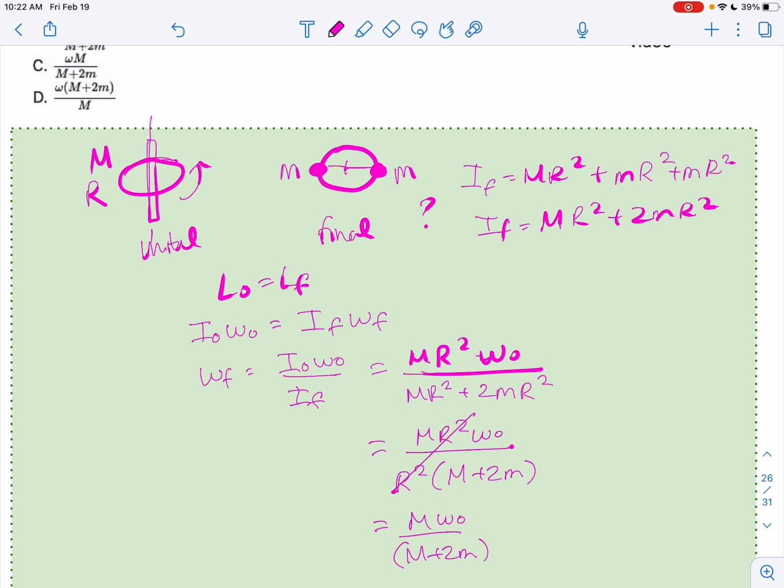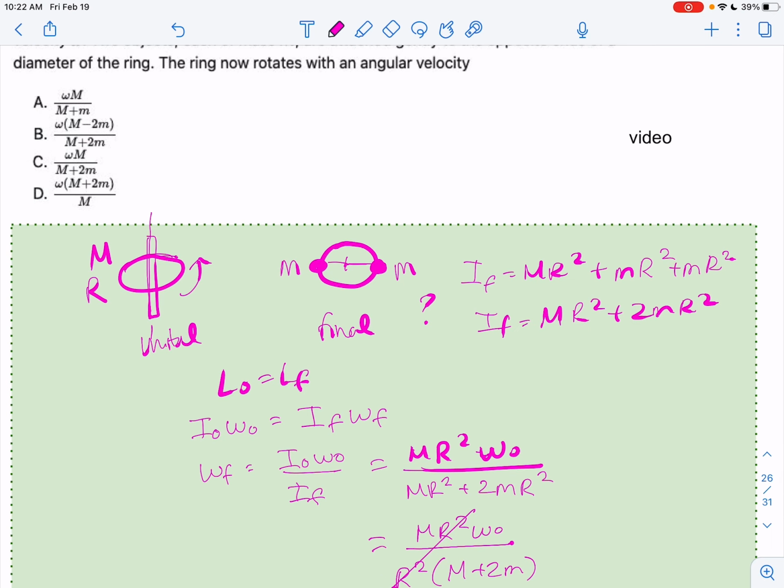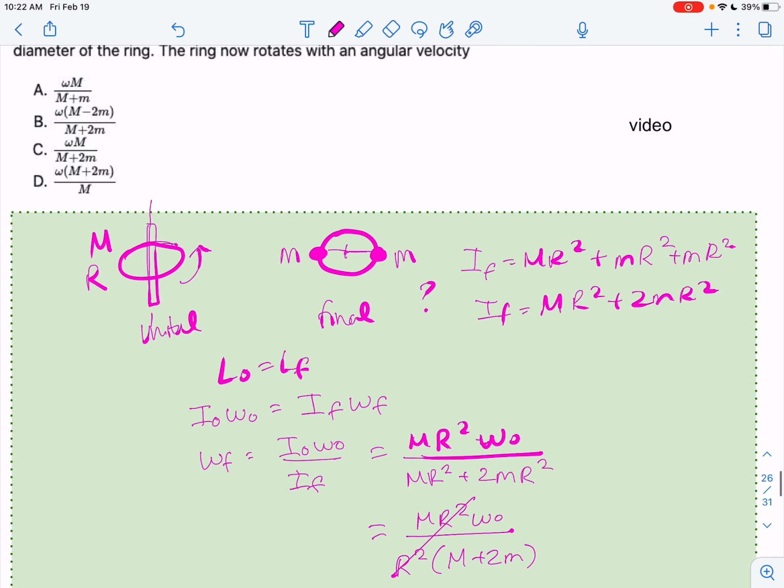Okay, is that a choice, I hope? Let's pray for the best. That looks like C, I think.